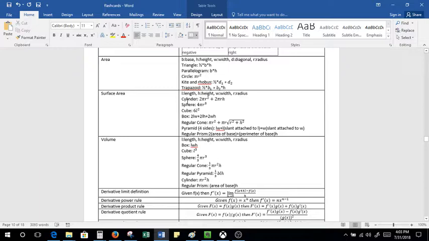Oh yeah, and then we have our definitions up here. I apologize. So like base, height, width, diagonal, and radius. Diagonal meaning going like corner to corner.